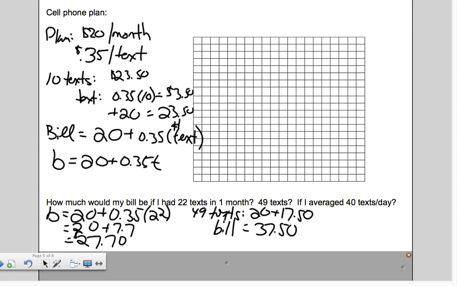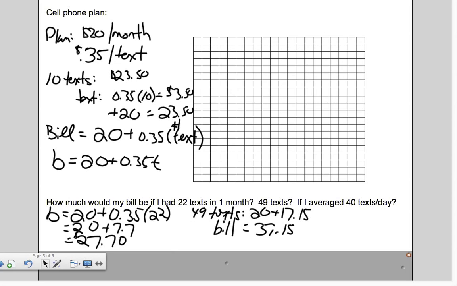So that's if I got like 1.5 texts a day on average. What happens if I got 40 texts a day? What's my phone bill? A lot. That's really expensive, and that's just for the text, not the $20. How many days per month? What month is it? Let's say a month is 30 days.